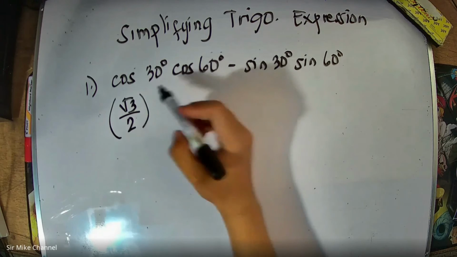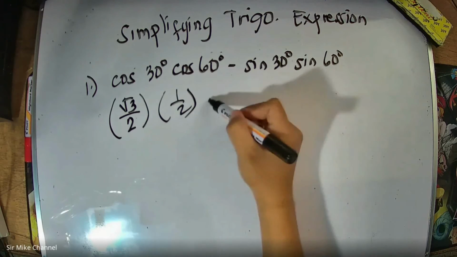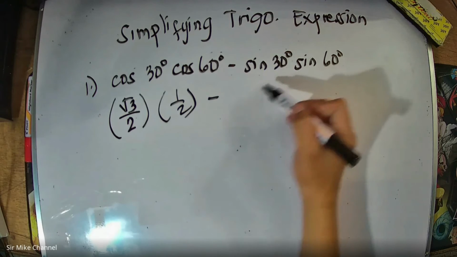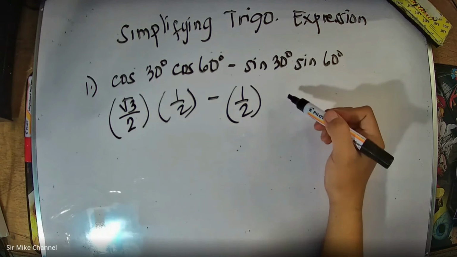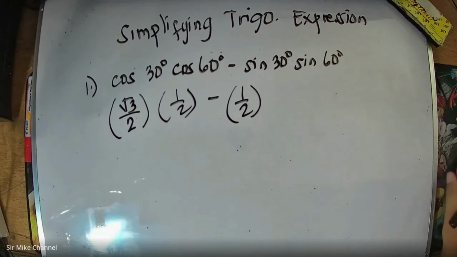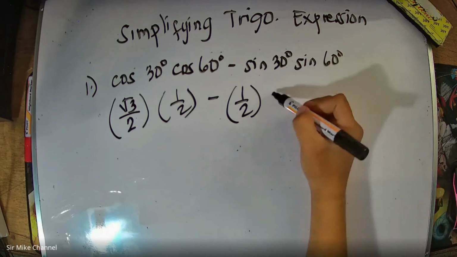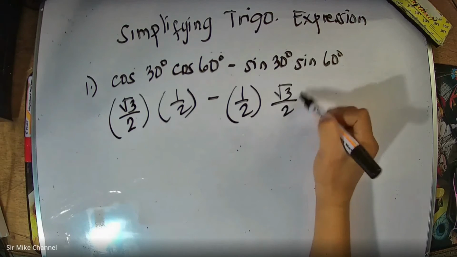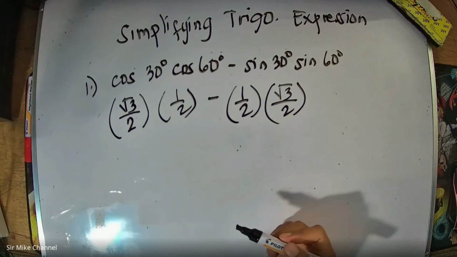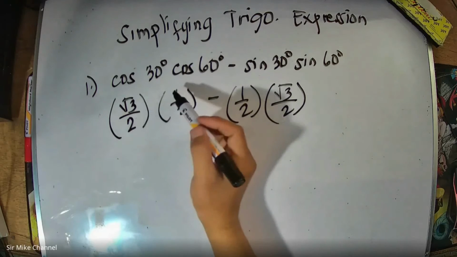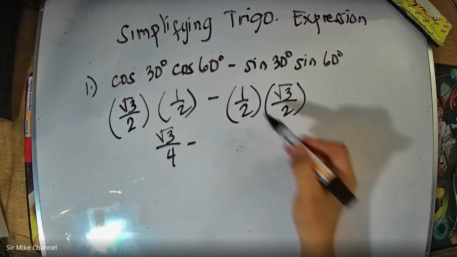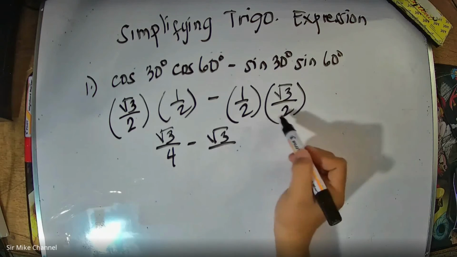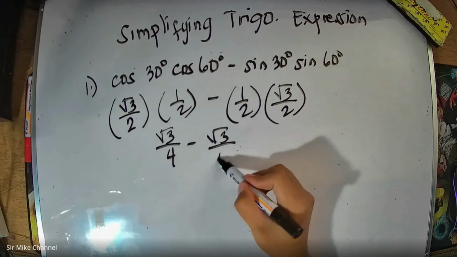Ang cosine 60 natin is 1/2, minus ang sine 30 natin is 1/2, times yung sine 60 natin, check natin, sine 60 ay square root of 3 over 2. Ayan, so simplify natin. Numerator times numerator, so square root of 3 over 4. And then ito naman, square root of 3 over 4.